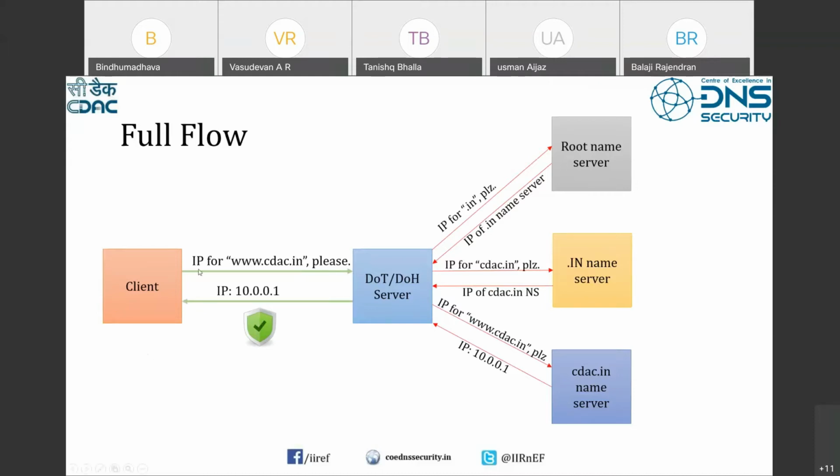So remember, this part from client to DoT or DoH is secure, meaning it is encrypted, the request and response are encrypted. But from DoT or DoH to the root server, the TLD server or ccTLD server or any authoritative server, it is the usual insecure request and response format. So this is the full flow, which is common for DoH and DoT.